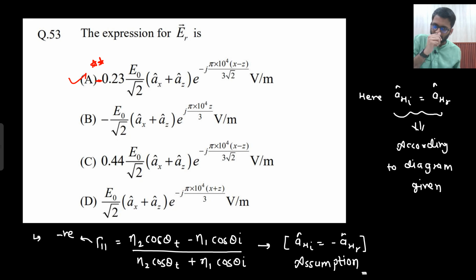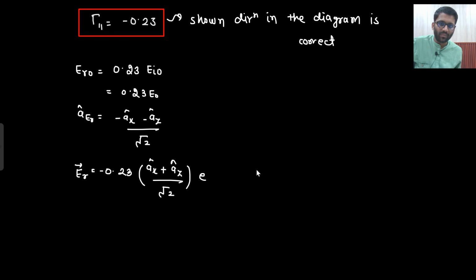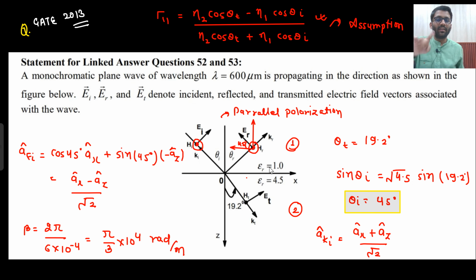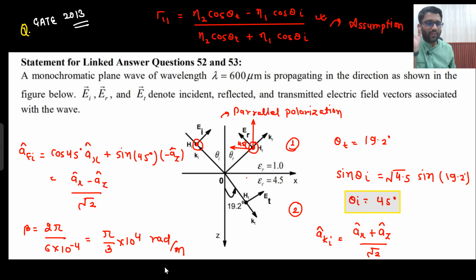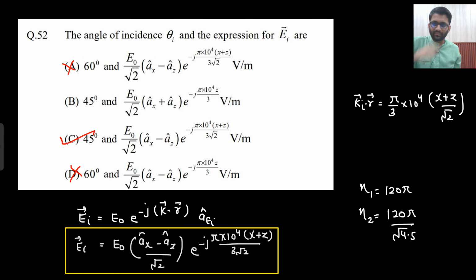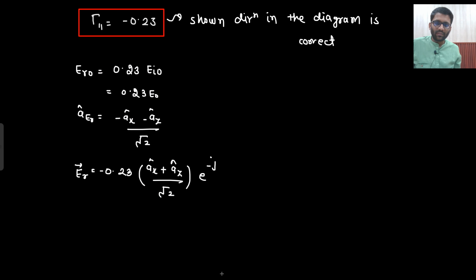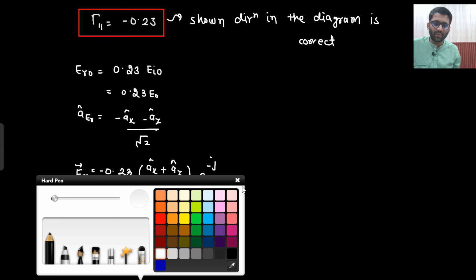E to the power minus j. The beta value will remain the same, but what about the reflected EM wave direction? The beta value will remain the same only. Now let's talk about the reflected EM wave direction. So the reflected EM wave will have plus x and minus z. This is my k. So plus x and minus z. So e to the power minus j k dot r.